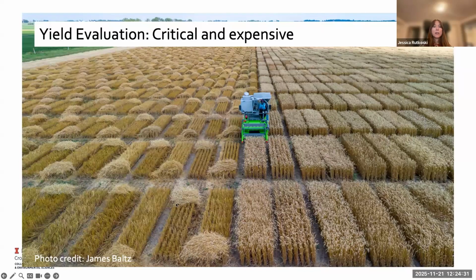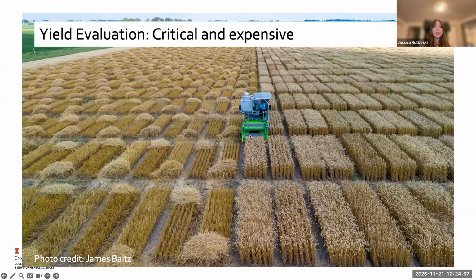So here's one of our field sites. Each one of these plots, which is the rectangle here, is a different line. In this field, at least 20% of the lines are replicated. And then here you can see this is our research plot combine. It goes and harvests a plot, and then it can weigh and take other measurements of the grain as well.